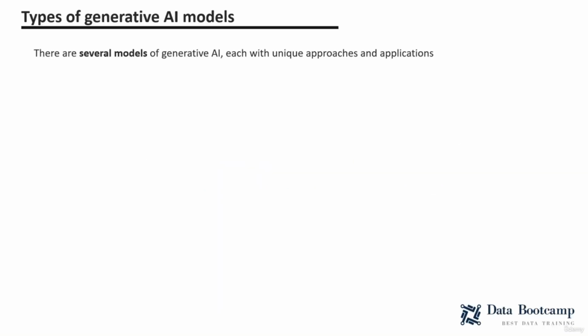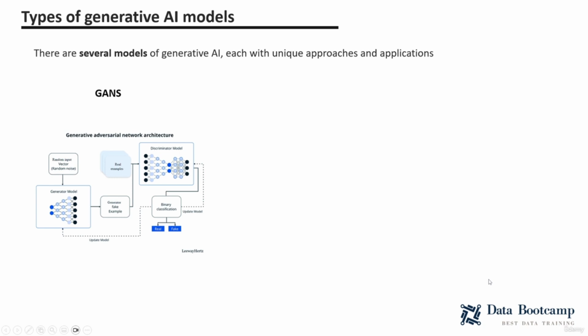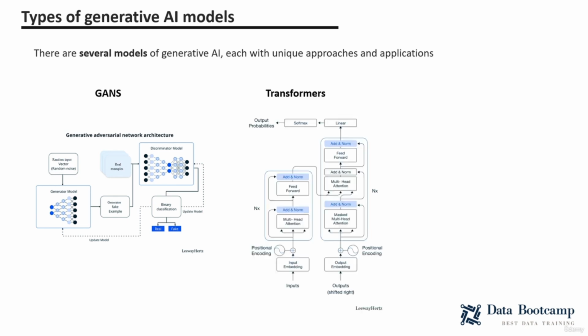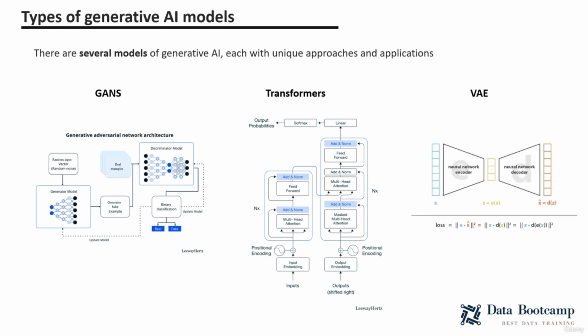In this task, we will learn about the different types of generative artificial intelligence models. There are several types, each with different approaches and applications. We have three main groups. Firstly, the GANs, an acronym for Generative Adversarial Network Architecture. We will detail each of these architectures later. Secondly, we have transformer-based models, which are widely used for natural language processing. Finally, we have the variational autoencoder models, also known by the acronym VAE. Throughout the upcoming tasks, we will delve deeper into each type of model.